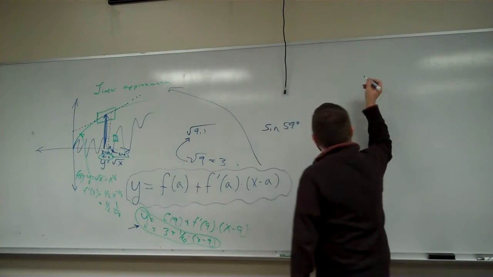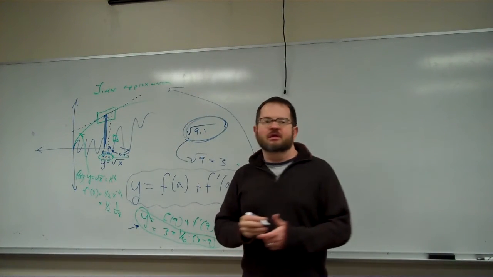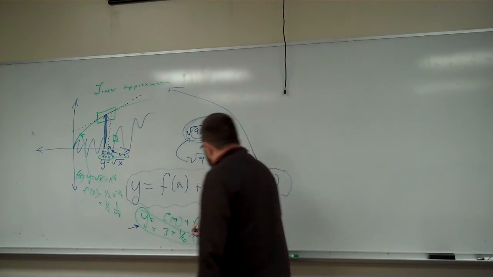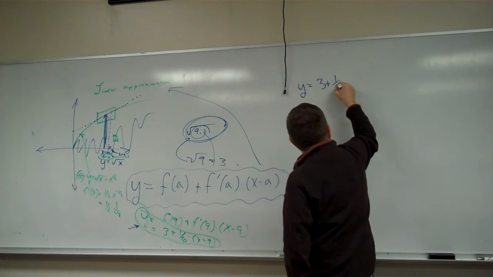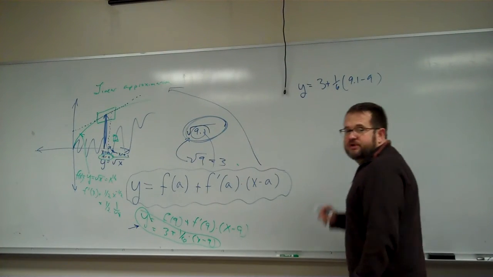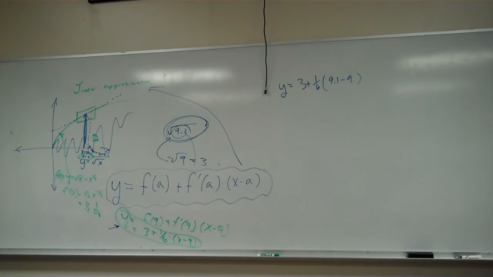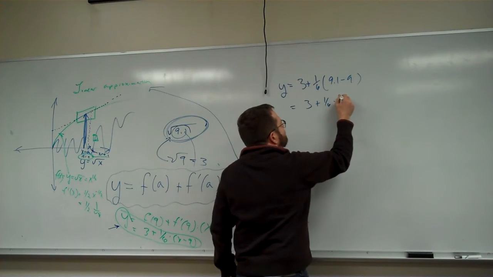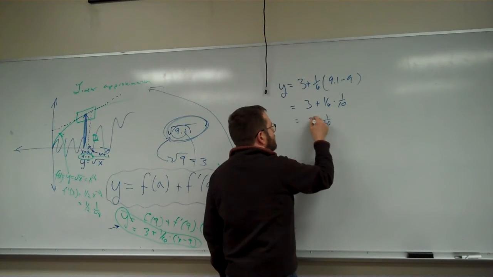So for example, if we wanted to come up with an estimate of the square root of 9.1, we could plug this 9.1 in for x. Y would be equal to 3 plus 1/6 times 9.1 minus 9. Which would be, I'm going to scooch this over a little bit because I can't quite get the whole board in focus at the same time. Okay. So that is 3 plus 1/6 times 1/10, or 3 plus 1/60th.